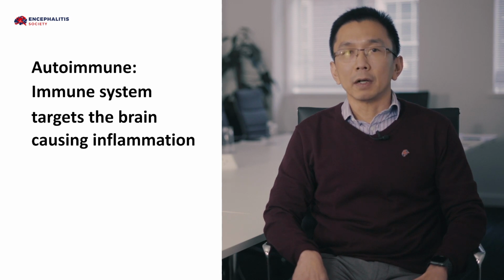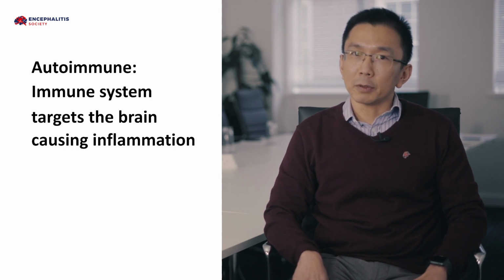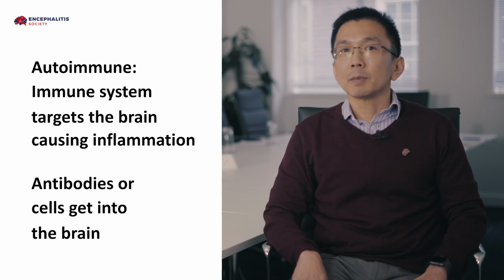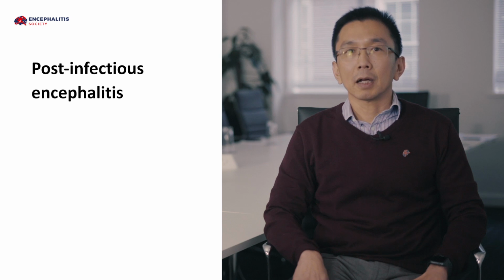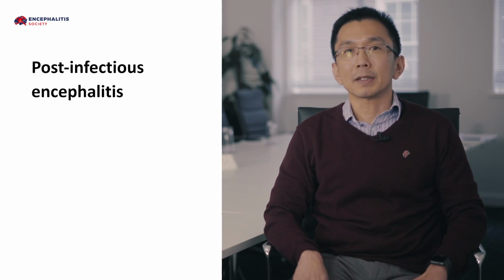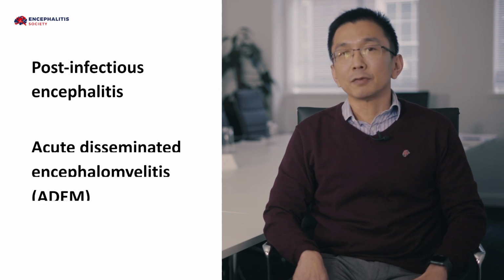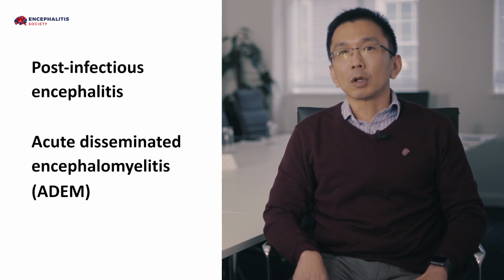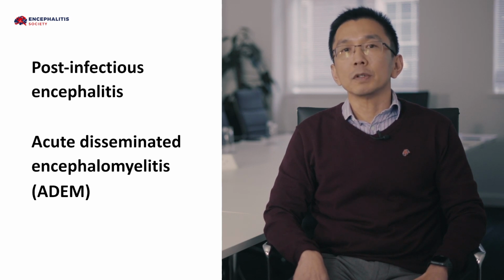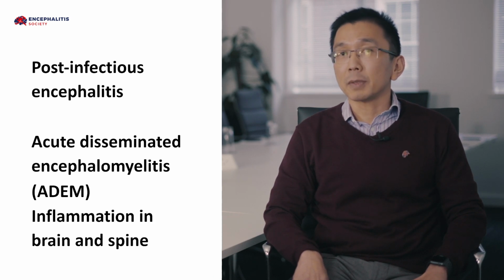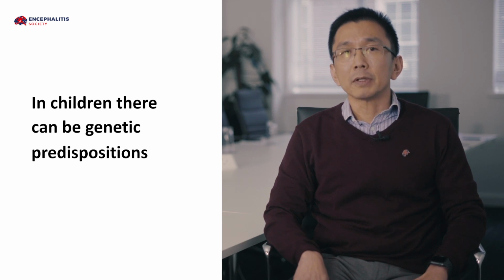And this can happen when there are humoral components of the immune system, like antibodies, or cells getting into the brain. Some of the conditions we hear of are post-infectious encephalitis. This is when it occurs after an infection. ADEM is another form of triggering inflammation, and this is acute disseminated encephalomyelitis, whereby inflammation occurs both in the brain and sometimes in the spine as well. In children in particular, there are also rarer forms of encephalitis that may be genetically predetermined. So some children are born with mutations in genes that make them more likely to get infections.